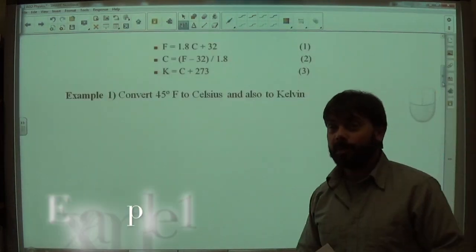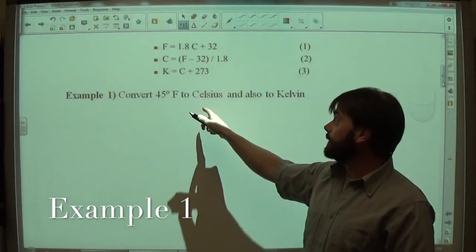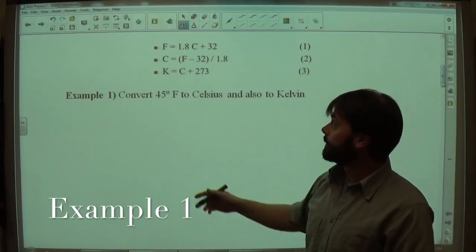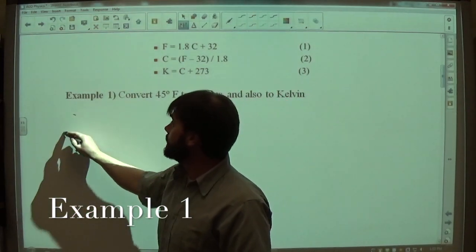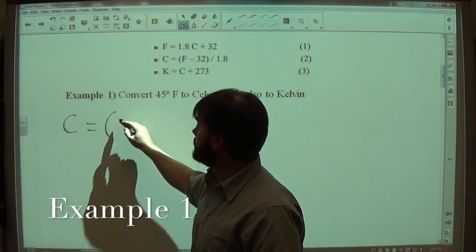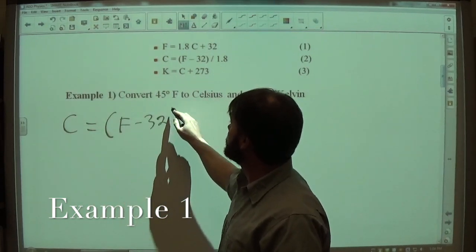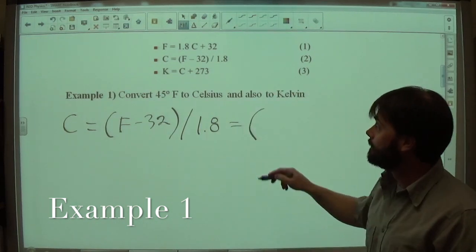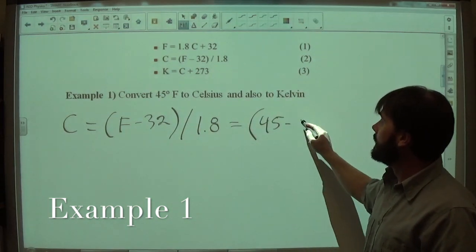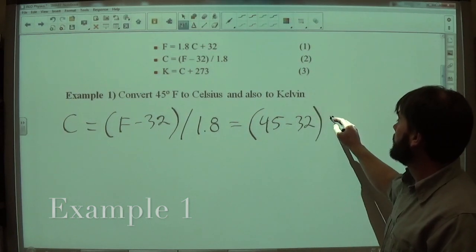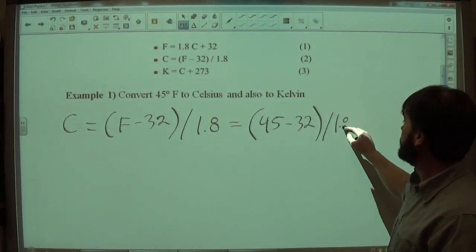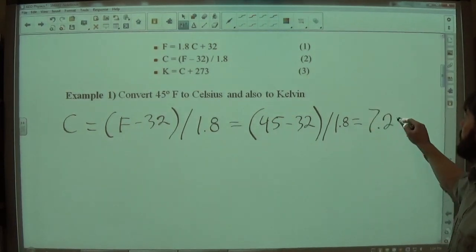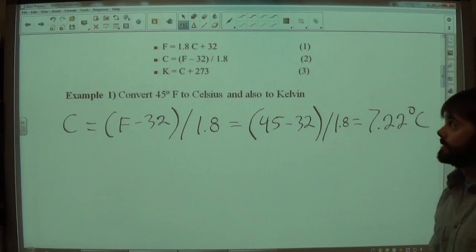So for example number 1, they're asking us to convert 45 degrees Fahrenheit to Celsius and then also to Kelvin. The first thing we're going to do is go from Fahrenheit to Celsius. The equation says Celsius is equal to Fahrenheit minus 32 degrees, divided by 1.8. If we plug in the values, our Fahrenheit is 45 degrees, minus 32 for the offset, and then we divide by 1.8. If we do that, we get 7.22 degrees Celsius. So there's the first step.